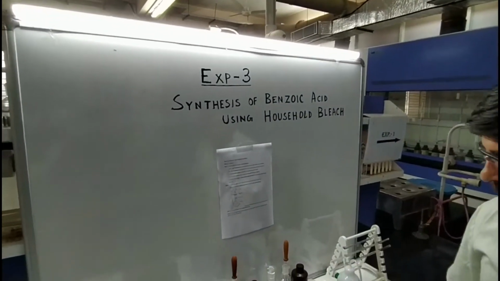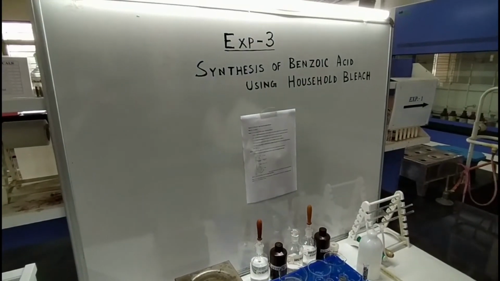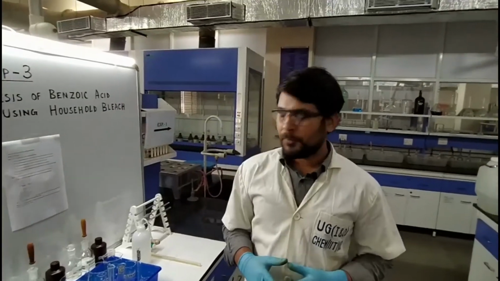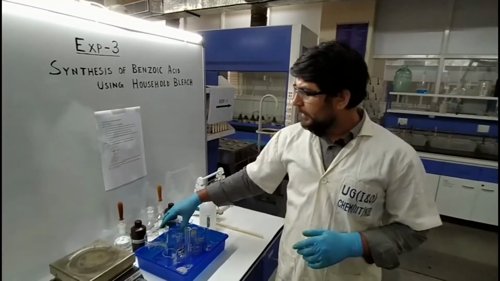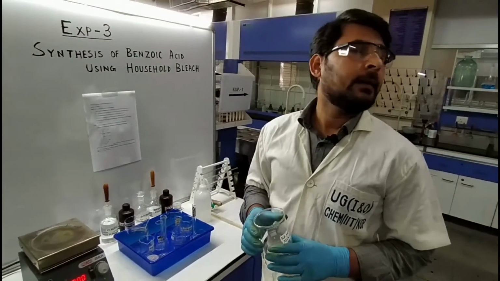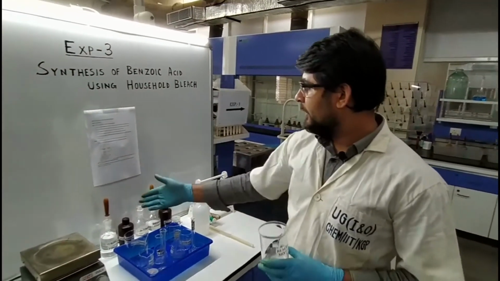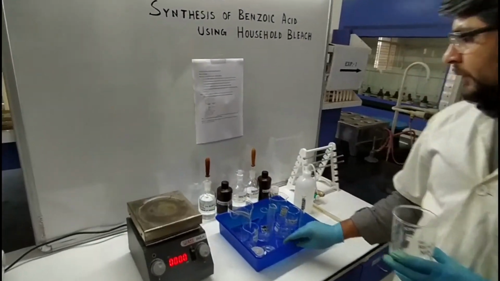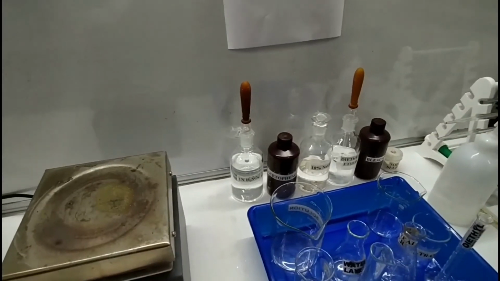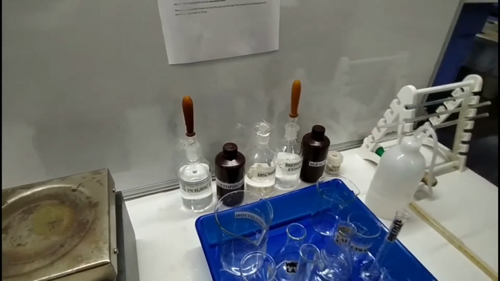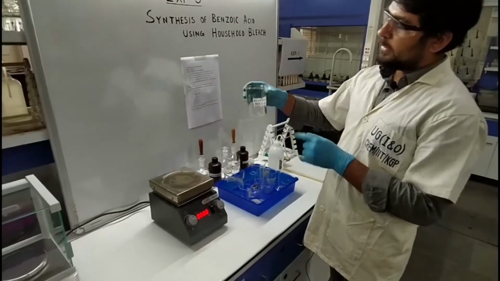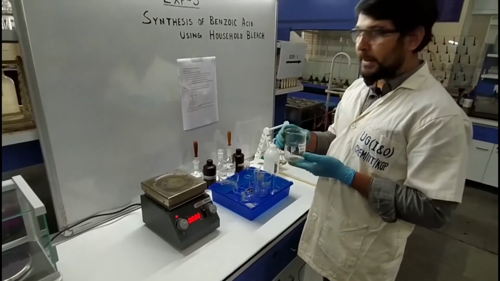So to synthesize benzoic acid, or to prepare benzoic acid, what we have to do? First of all, we have to perform a reaction. For that reaction some chemicals are needed. All the chemicals are present over here. So we have to perform the reaction above this hot plate, in this reaction mixture beaker.